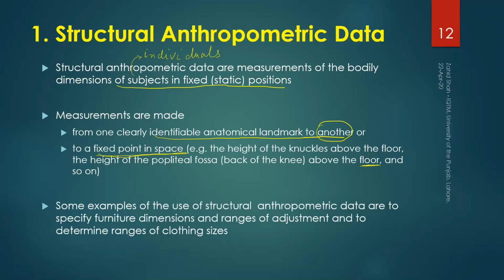So use of this data relates to design of, for example, furniture and equipment. So some examples of the use of this data are to specify furniture dimensions and ranges of adjustment for that furniture, and to determine ranges of clothing size. And we will see some more examples as well. So this is the most common type of data actually that is required to design furniture, tools, equipment, and some wearable like personal protective equipment, gloves, etc.